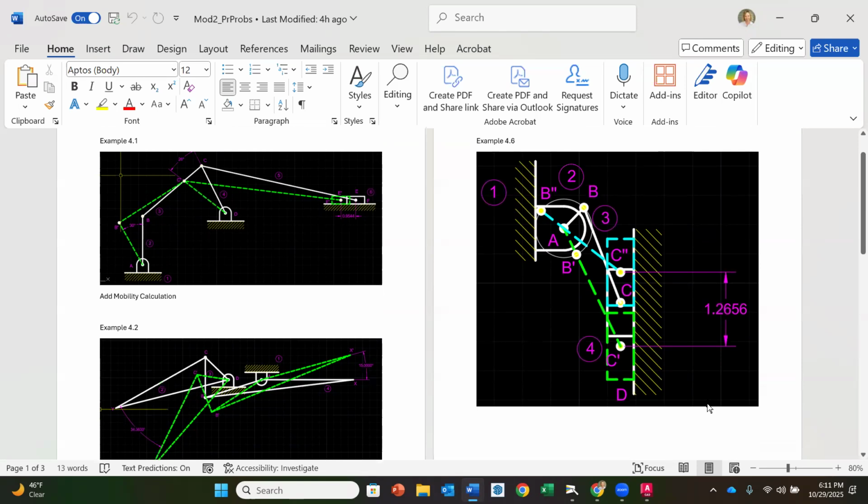So you want to add in the screenshot. You do not need to do the mobility equation or the calculation here because the problem is not asking us for it. And then once you have that in place, that's what you add for the practice problem for example 4.6. Any questions?